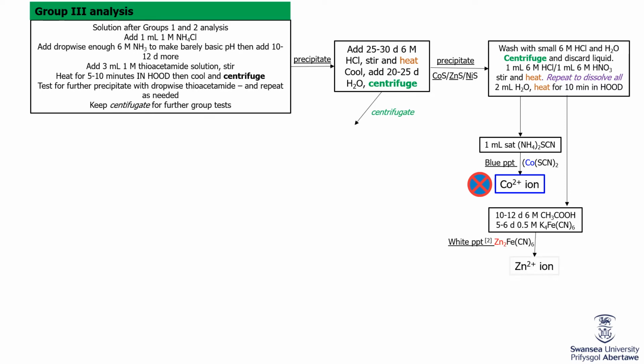K4FeCN6, and that would give you a white precipitate, which would show the presence of zinc 2 plus ions, which in this case was shown in the experiment, which means we had zinc 2 plus ions in our water sample.